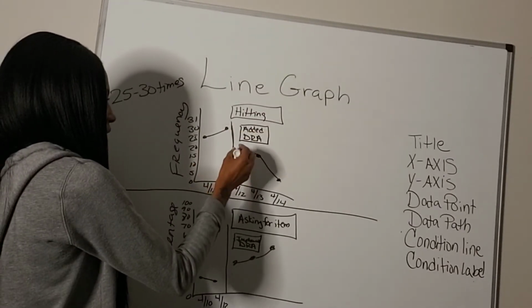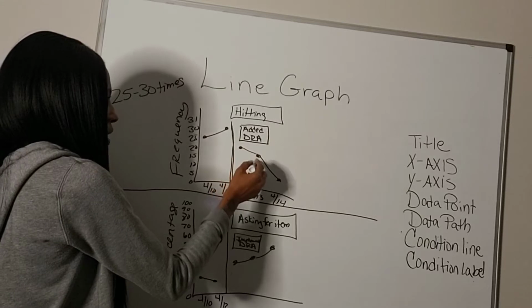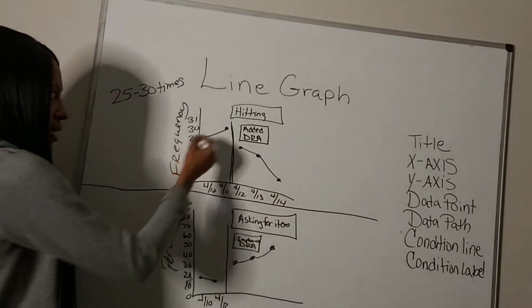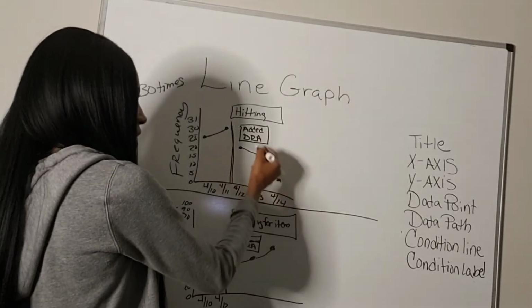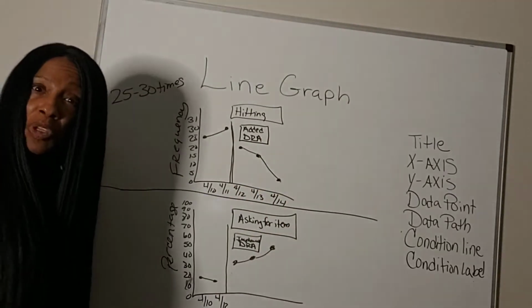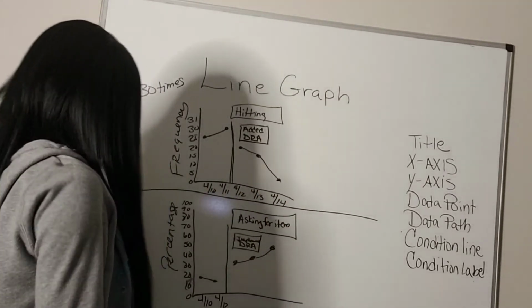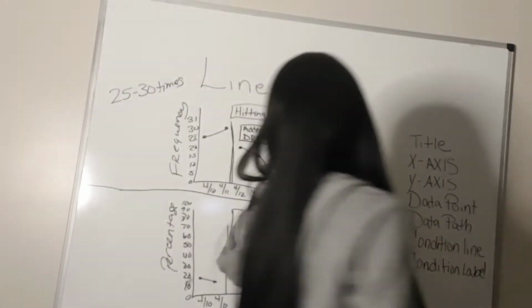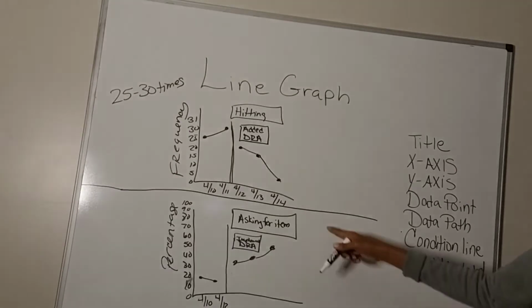So we noticed that hitting went down to about 24, then it dropped to 20, then it dropped to 10. So we can kind of look and say, oh, the DRA just looks like it's working. It looks pretty good, right? Well, the other thing you want to make sure that you do, if you have a DRA, is to take the time to compare it.